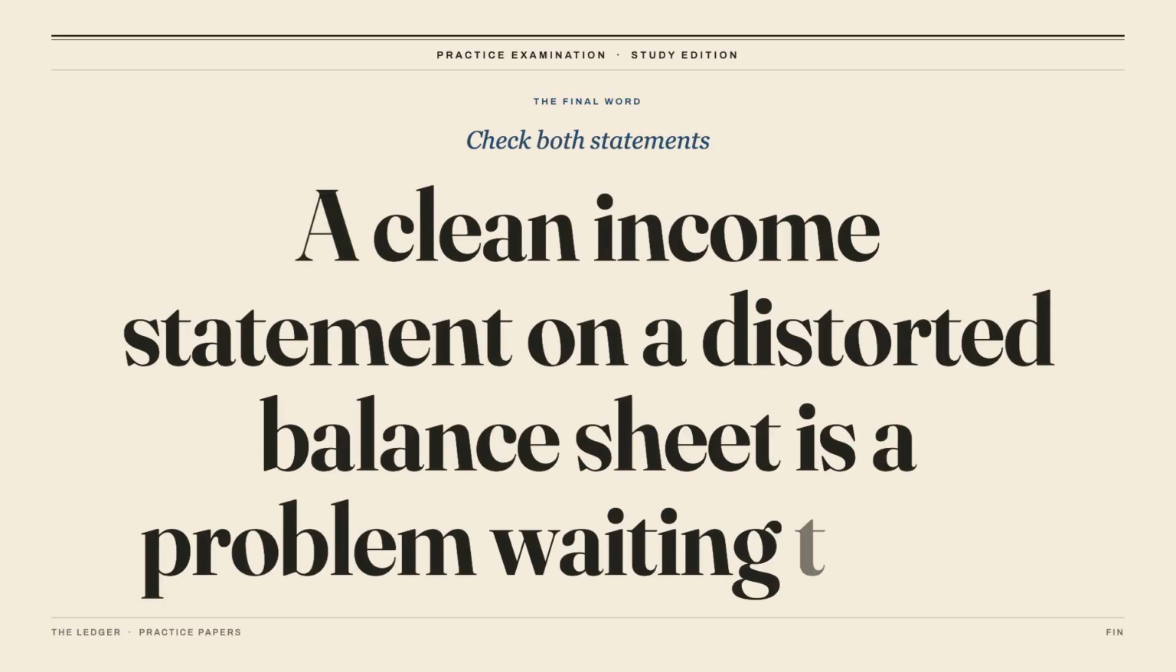High quality accounting requires both persistent earnings and faithful balance sheet values, because weakness in one migrates into the other over time. Always ask the two questions separately rather than collapsing them into a single verdict.